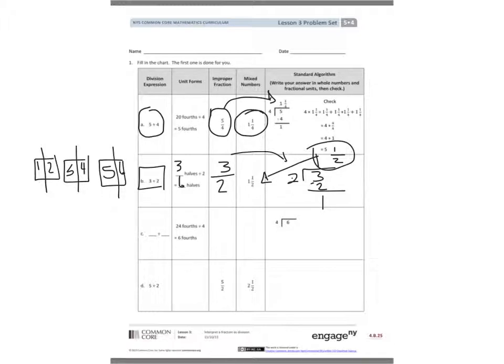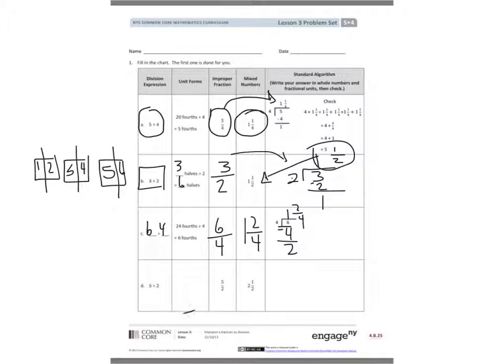Let's look at C. C gives us information, we just need to plug it in. For example, it's 6 divided by 4 here. That's 24 fourths divided by 4 gives you 6 fourths. 6 fourths. And when we do the division problem, we have 1 and 2 fourths.